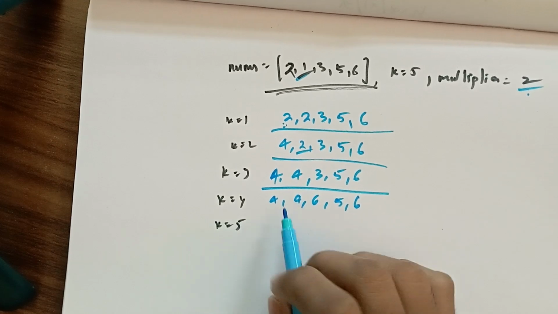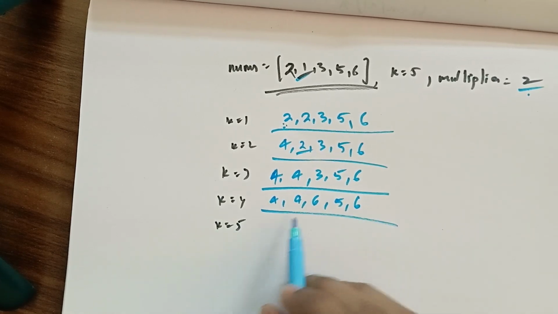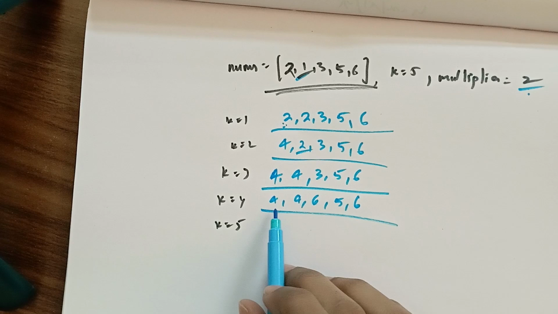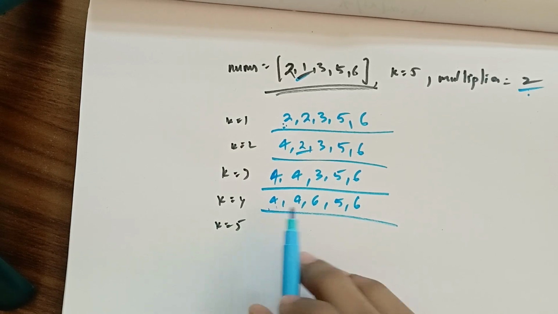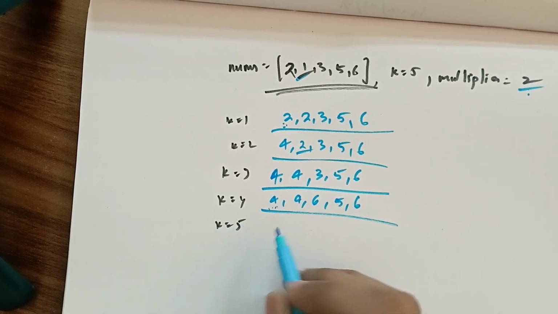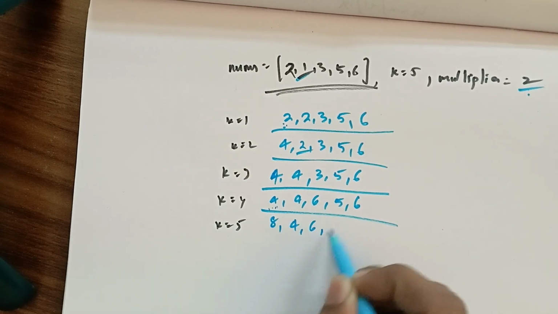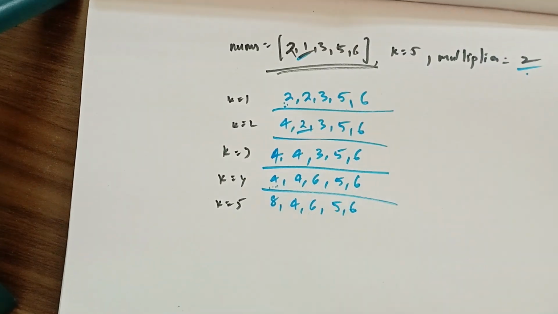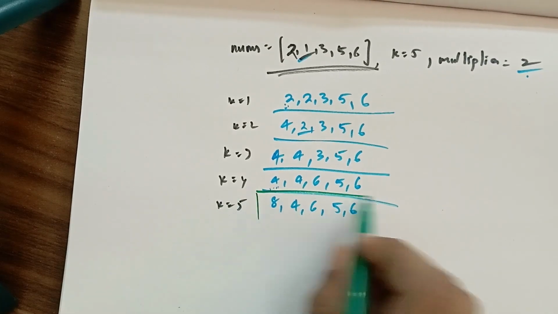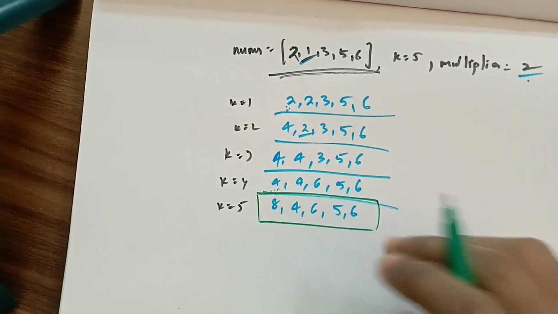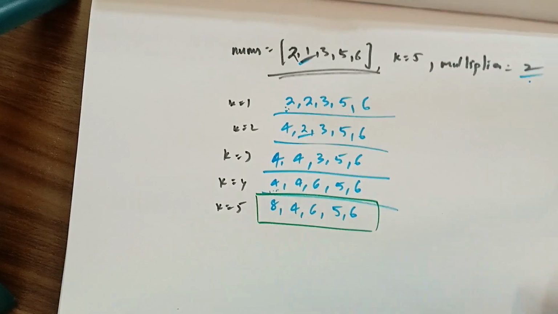Now 4 is the minimum element, but we have two 4s in our array and the first occurrence of 4 is here. Now multiply it by this 2 and we will get 8, 4, 6, 5 and 6. So this is the last array which we are going to return, and we are also given another example.